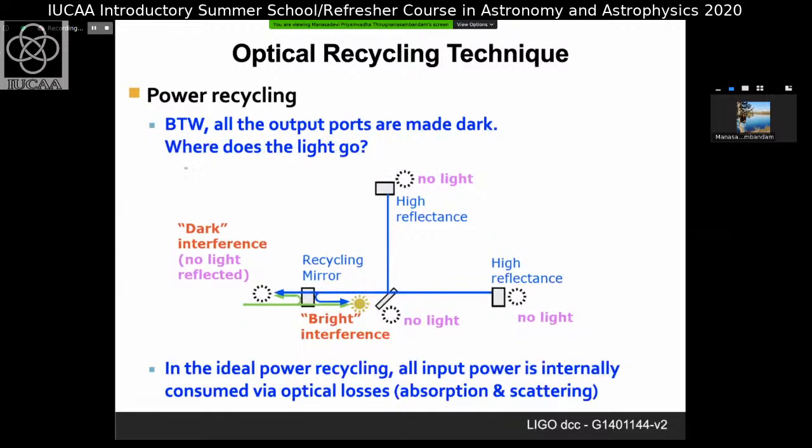So if you do that, your light goes back and forth, but where does eventually all the light go? We are not working in the ideal situation. So your mirrors do have losses, and there is scattering that happens at different surfaces along the interferometer. So eventually, whatever power we put in gets lost, mostly as optical losses within the interferometer.